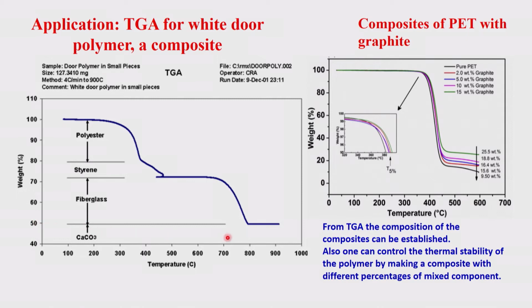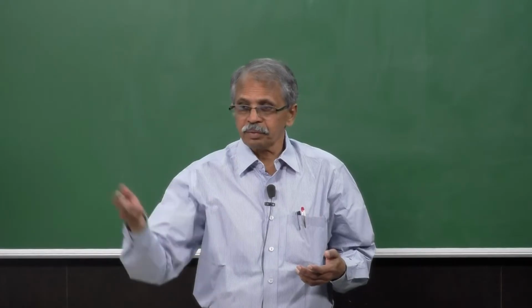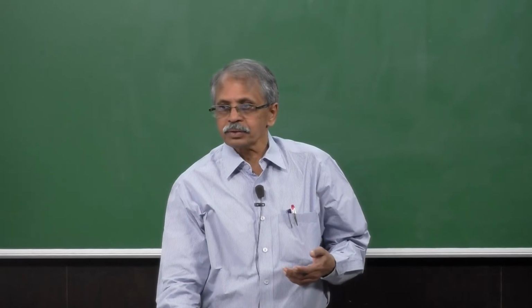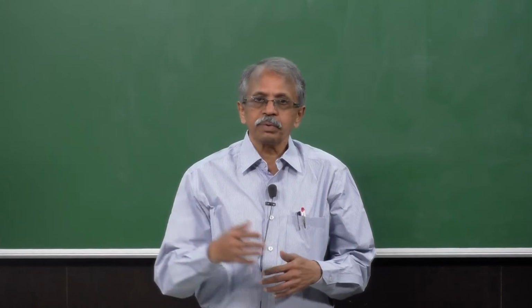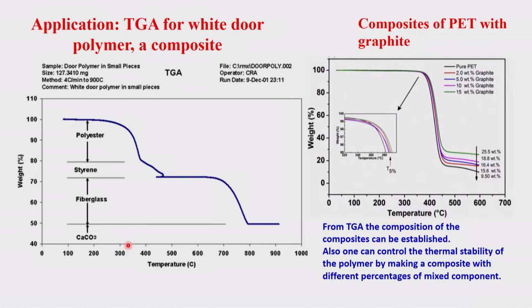At the end you have a calcium carbonate, and you have already studied the calcium carbonate. That decomposition also you can study later on. So instead of calcium carbonate you can use something else. So all these kinds of things. So you can start making a huge amount of composite materials which will help in building composite materials for these doors and other application purposes. Okay, there is another composite shown on the right side here, the PET polymer with the graphite.